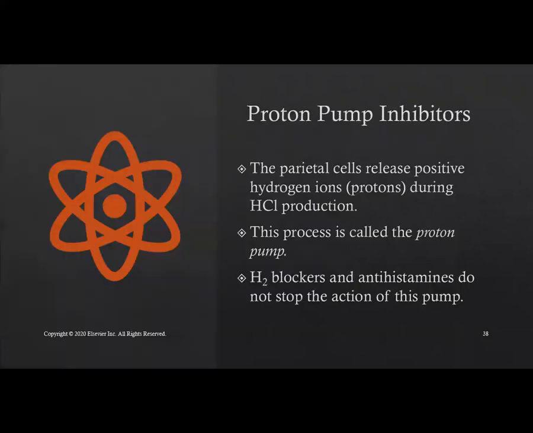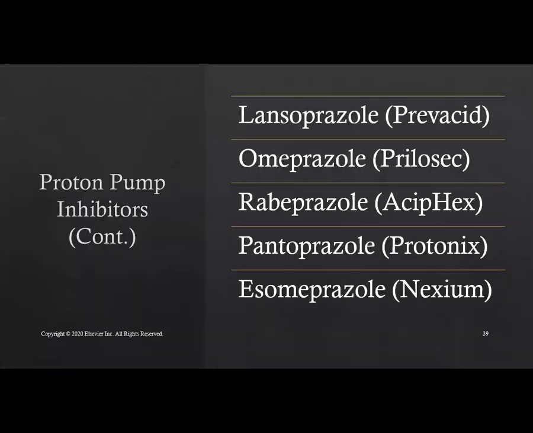Okay, so our proton pump inhibitors. The parietal cells release positive hydrogen ions during hydrochloric acid production. This process is called the proton pump. H2 blockers and antihistamines do not stop the action of this pump. So they're not going to stop the action of this pump. You have to have a proton pump inhibitor. And these are all our lovely proton pump inhibitors.